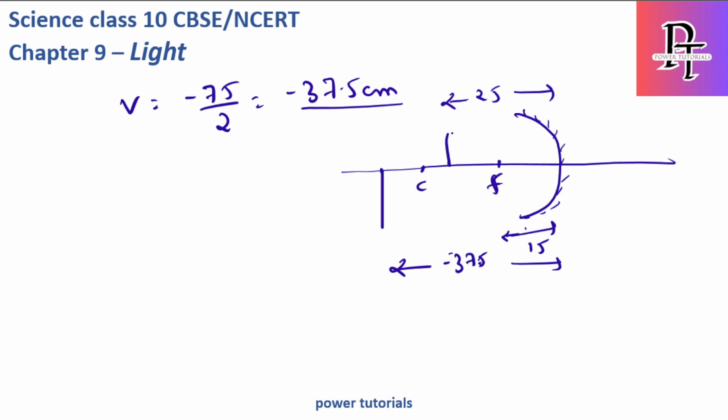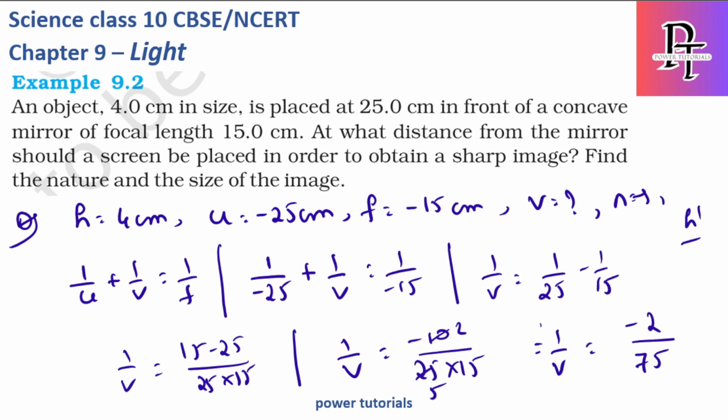Okay, so you can also know how it forms, because this is a parallel line, this gets reflected to the focus, and the second I can consider passing through the focus, then it will get reflected somewhere here. So that's why we got the image at this point, which is here. So we got the distance of the image, which is 37.5 centimeters from the pole. Okay, what about the second one? Find the nature. Nature is real and inverted.